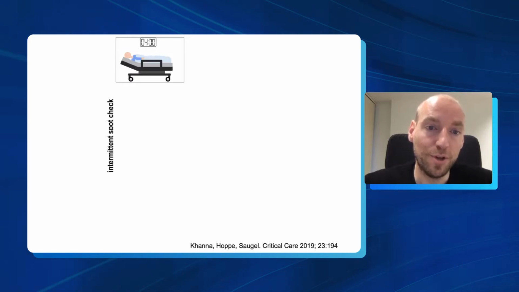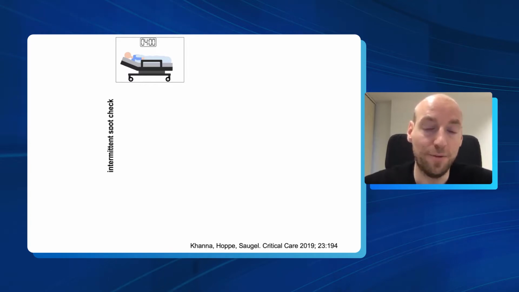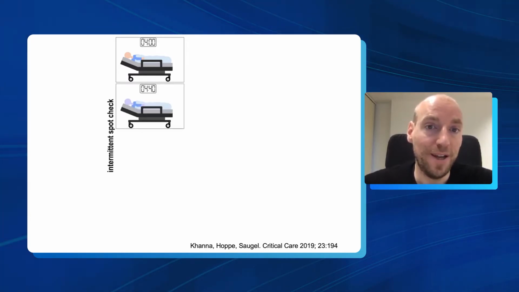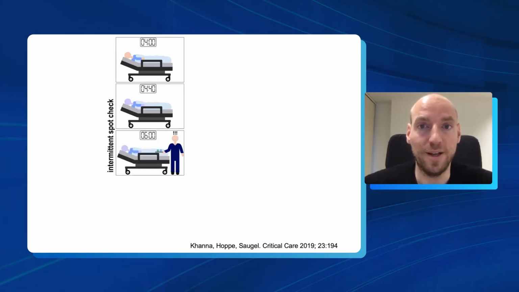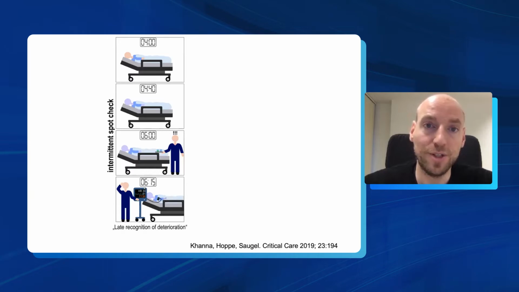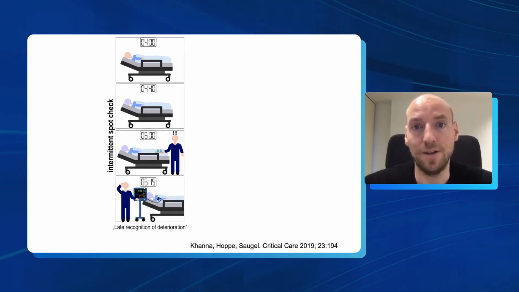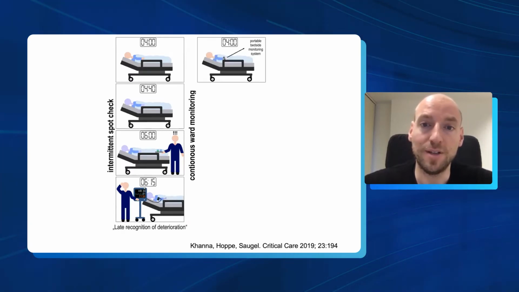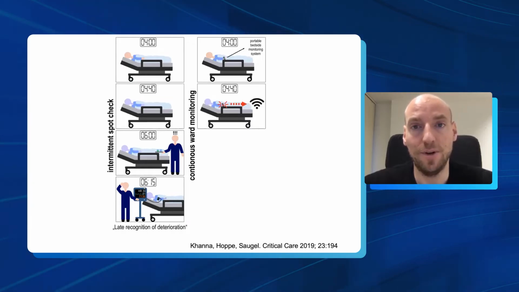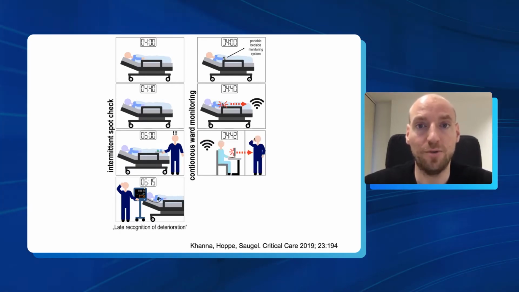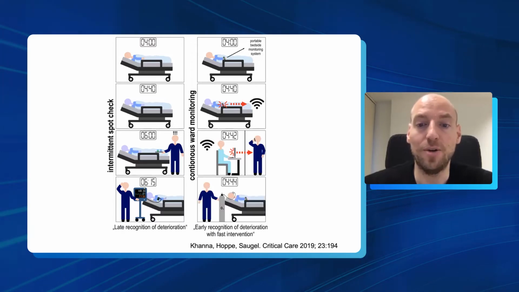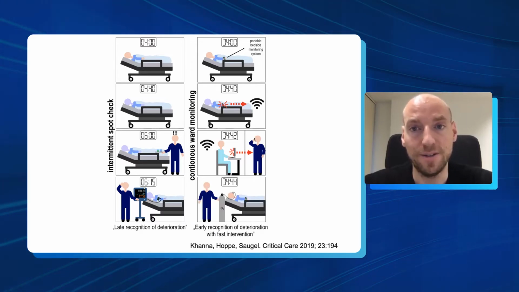So intermittent spot check monitoring at the moment is a problem because a patient can be fine at 4 in the morning, there can be a clinical event or deterioration at 4:40, and we will only recognize clinical deterioration a couple of hours later during nursing rounds. This results in late recognition of clinical deterioration. Continuous ward monitoring may allow us to identify clinical deterioration or a critical event instantly. We can then notify ward nurses or rapid response teams, and this would allow early recognition and fast intervention.